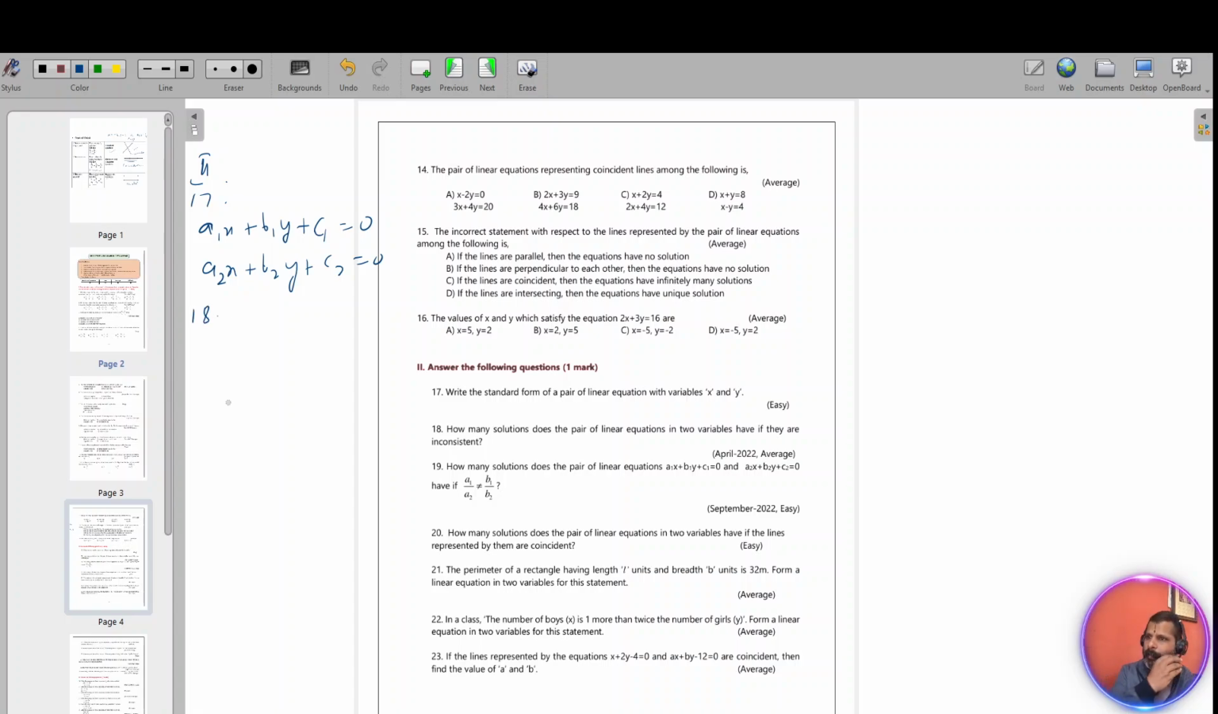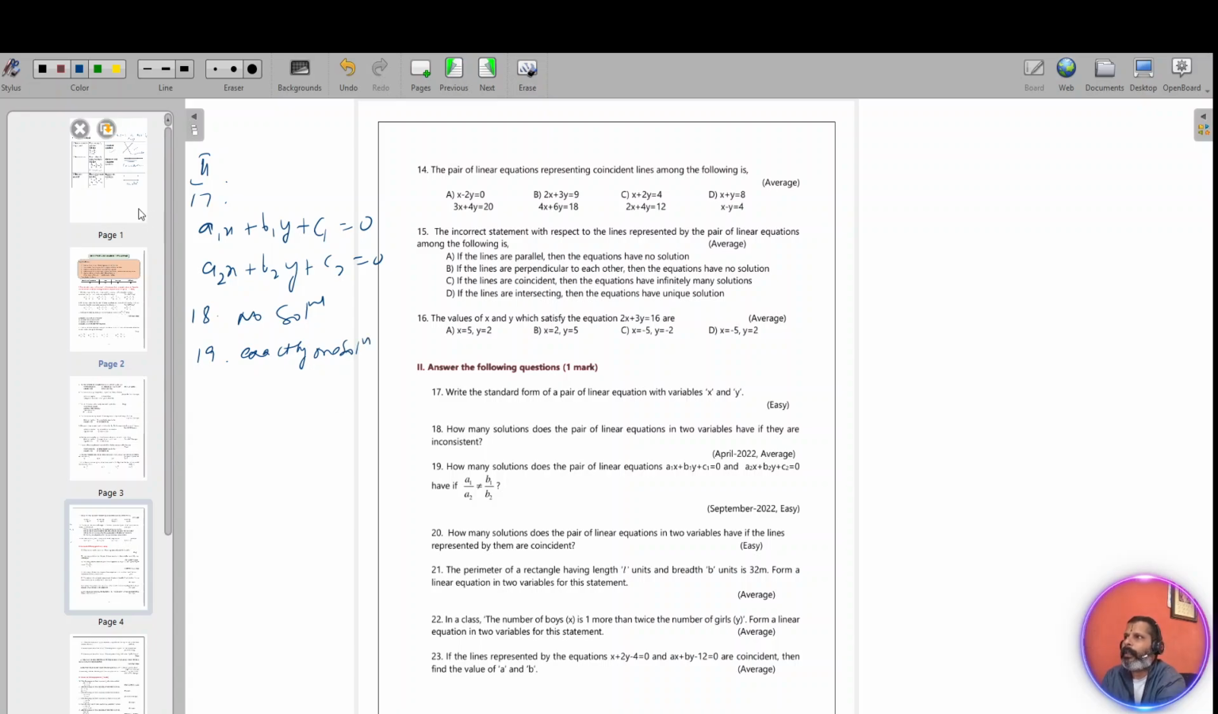How many solutions does the pair of linear equations in two variables have if they are inconsistent? If lines are inconsistent, they are parallel lines. Means no solution. You say no solution. How many solutions does the pair of linear equations have if first two ratios not equal? Means exactly one solution or unique solution. You can say anything. Exactly one solution.